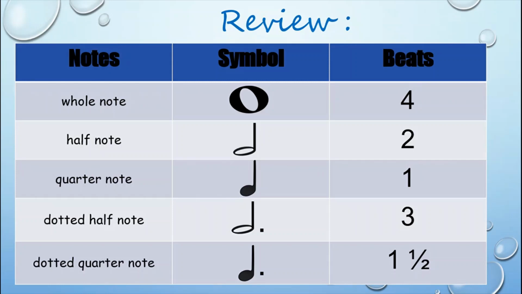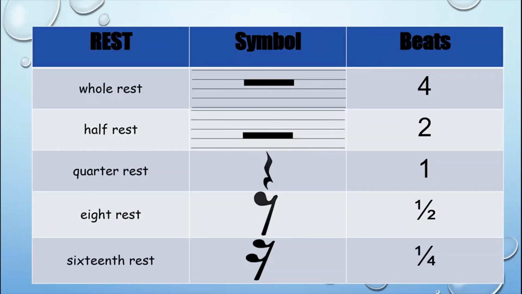Very good. Next, we have here a dotted quarter note, a dot after a quarter note. When we say a quarter note, we have 1 beat here, and the half of 1 is 1/2. So, 1 plus 1/2 equals 1 and 1/2. That is the equivalent beats of a dotted quarter note. Very good. Any questions? None so far. So much for our review.